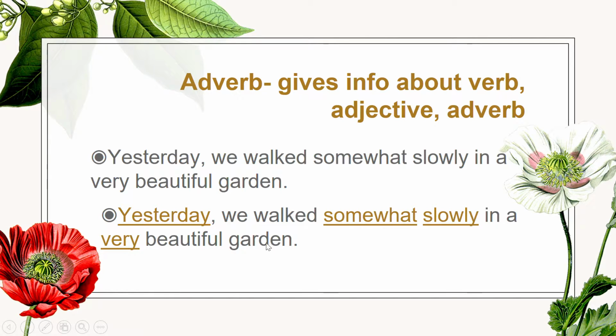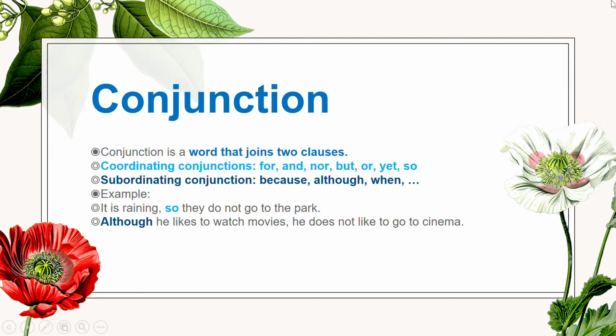Okay, these two are also adjectives. In very beautiful garden, very is an adverb that describes the word beautiful. Here it's describing beautiful. It's not just beautiful garden, it's very beautiful. Okay, do you get it? Right. Moving on is conjunction.